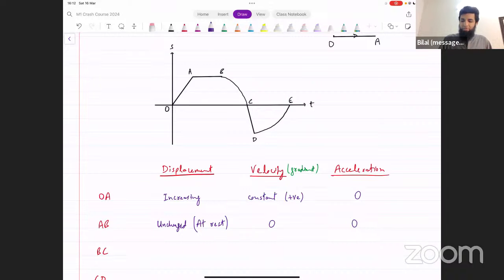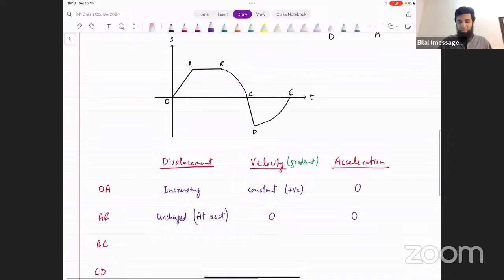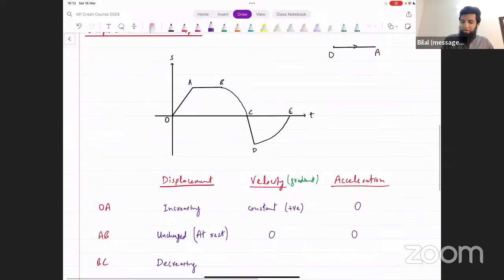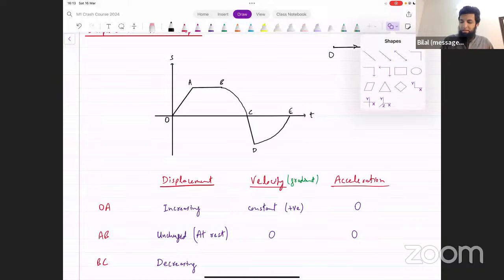Okay. What about the part BC? What's happening from B to C? Displacement is decreasing, and the particle is coming back to the original point where it started, right? Because displacement becomes zero eventually. From O to A, the particle was going to the right side. A and B are basically the same points, right? Because it remains at rest. And then it starts coming back to point O. So O and C are also the same point, right? It comes back to the same point like that.